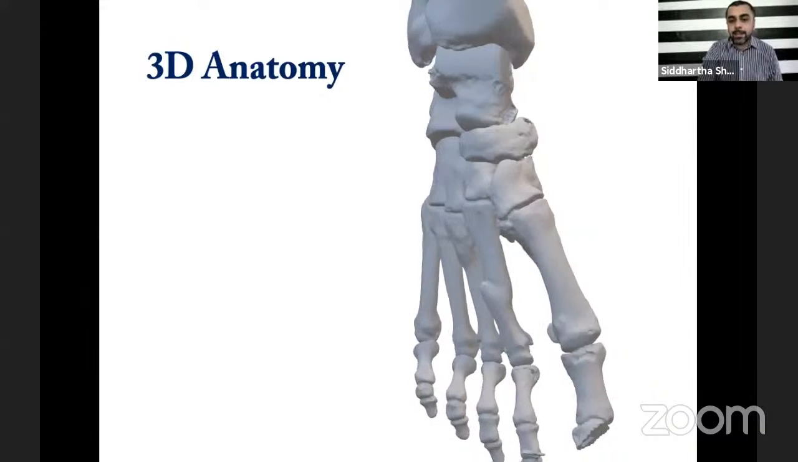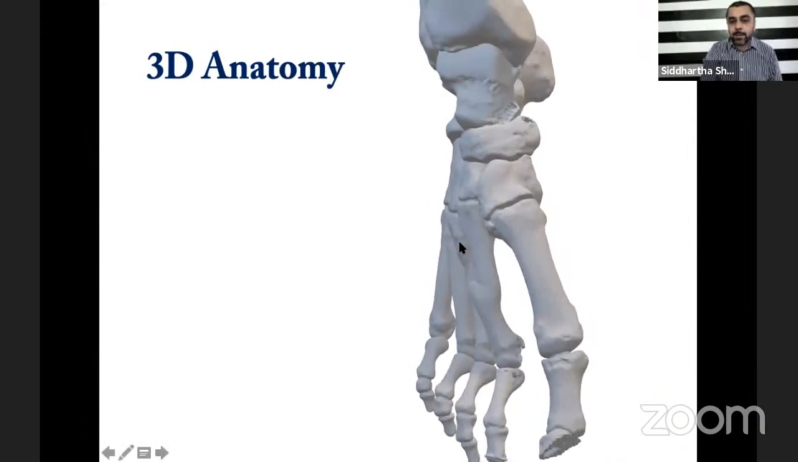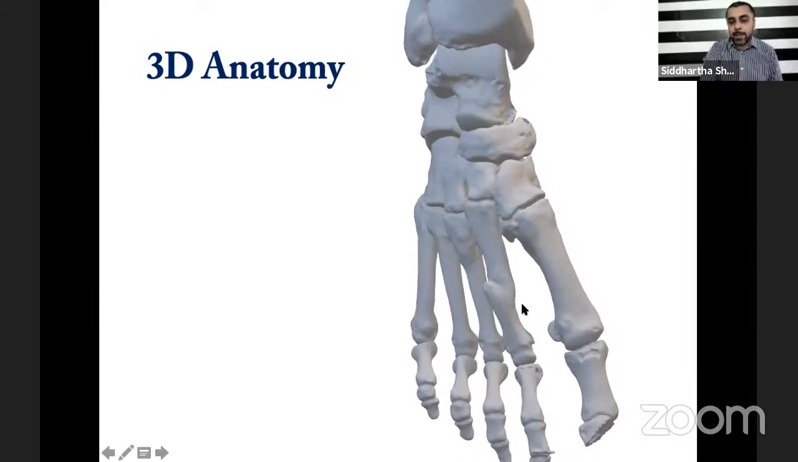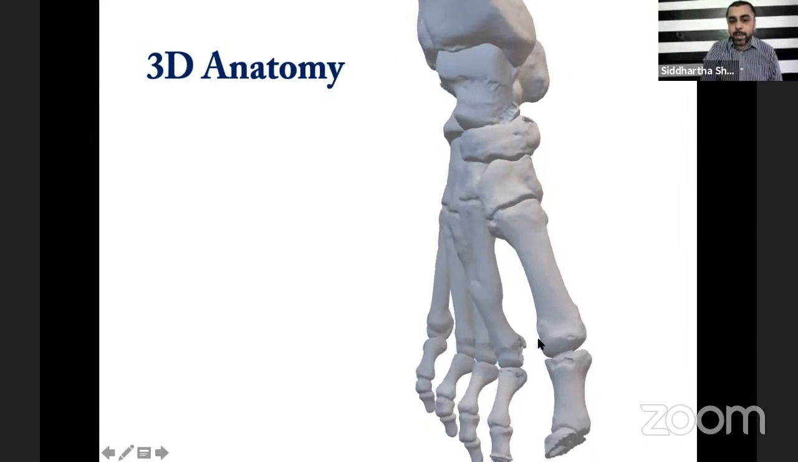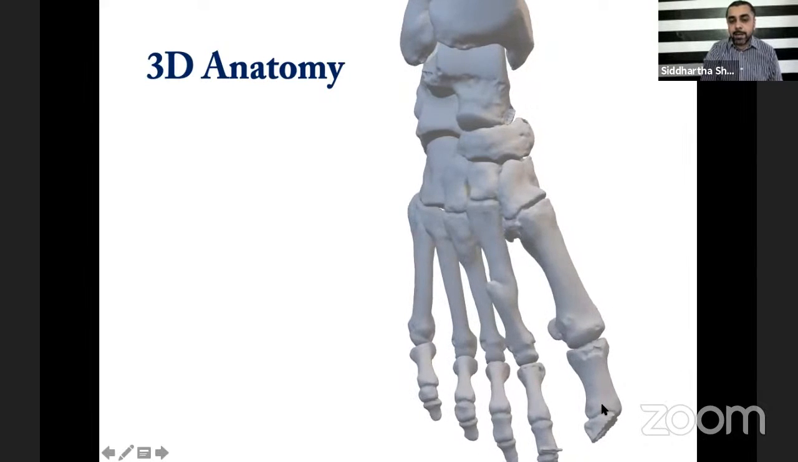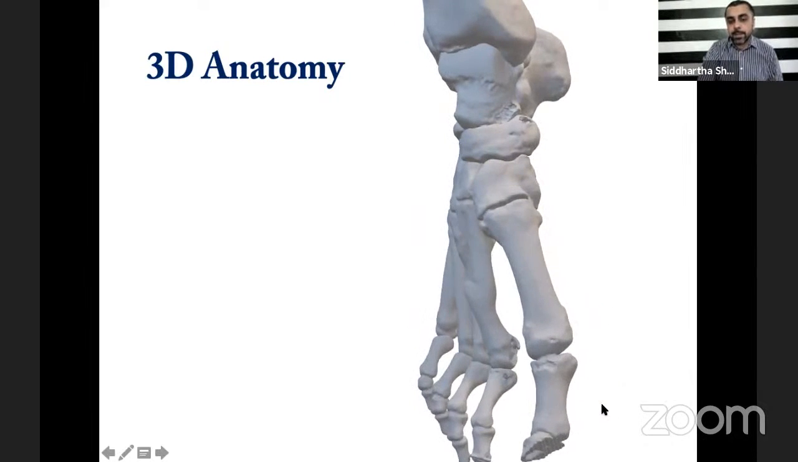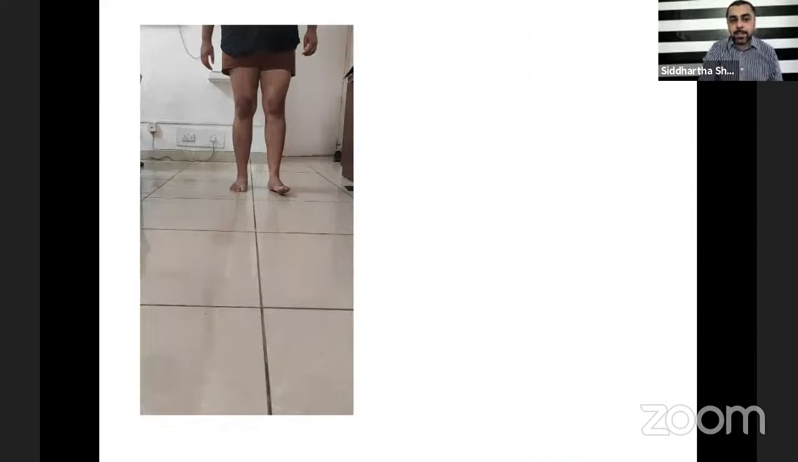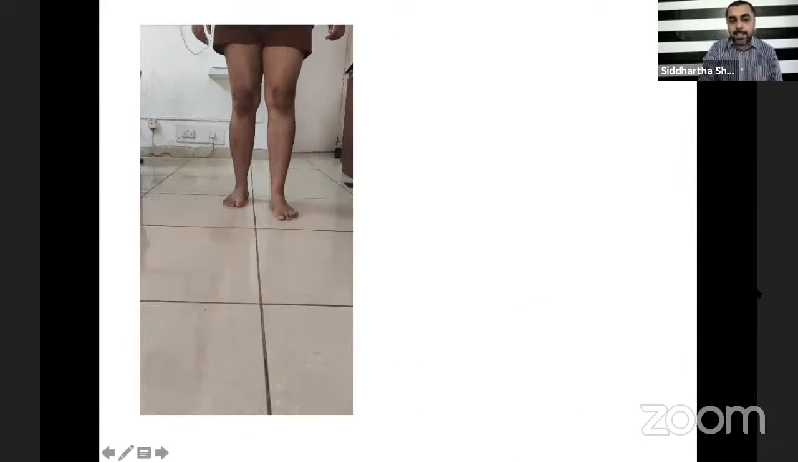So if you look at the 3D anatomy of this case, the arthrosis is pretty much obvious, but there is the malunion of the second metatarsal, it's going into a varus position and plantar flexion, and that actually was causing him pain. He had pain right under the second metatarsal head. So this is how he walks, very antalgic gait.